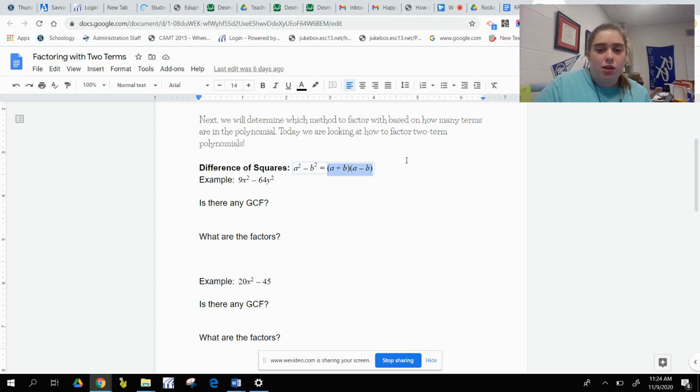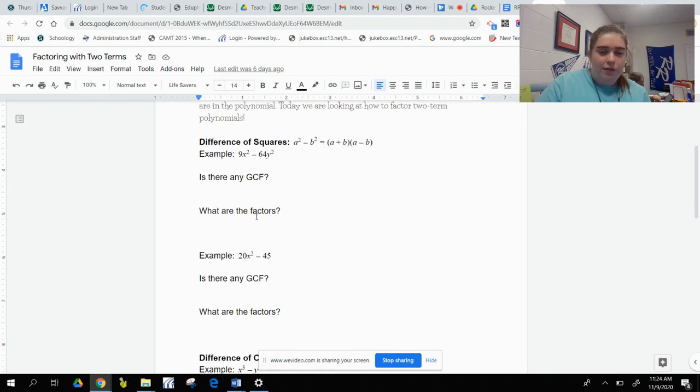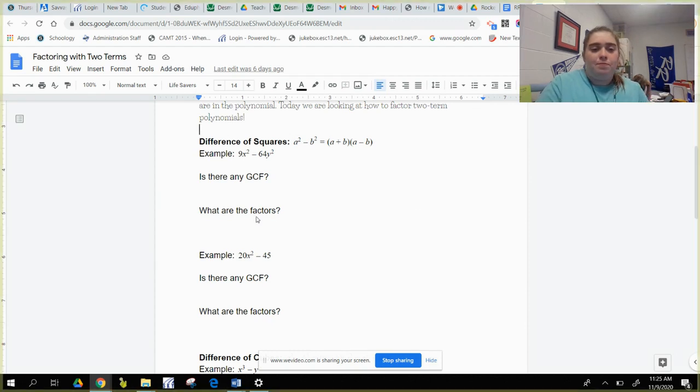Okay, so first let's look for a greatest common factor, because that's the first thing we always need to do. On this first one, we have 9x squared minus 64y squared. It looks like we can't take out a variable in the greatest common factor because one term has only x's and the other has only y's. So we're just going to be looking at the numbers. On the first term we have 9, the second one we have negative 64.